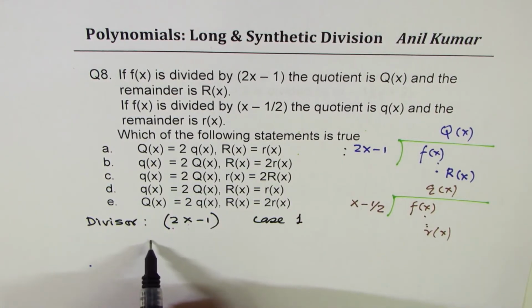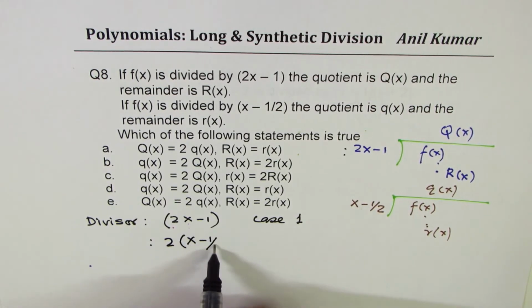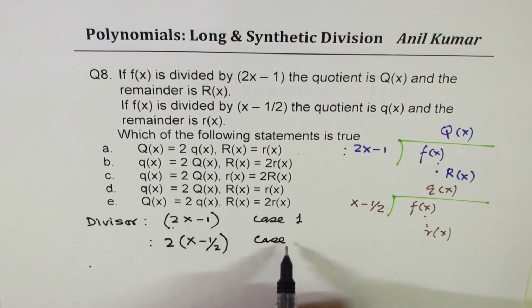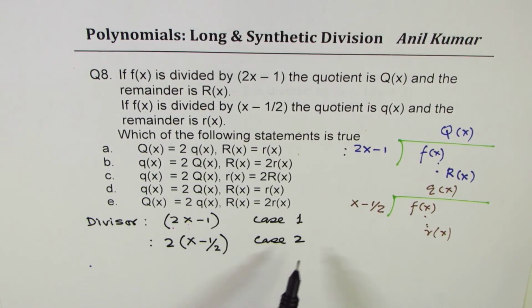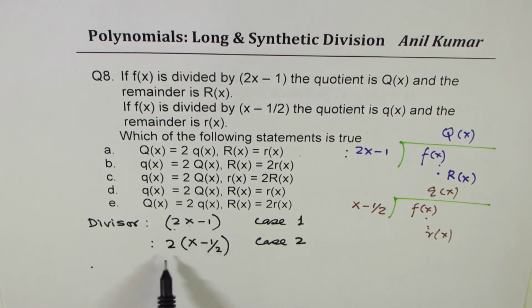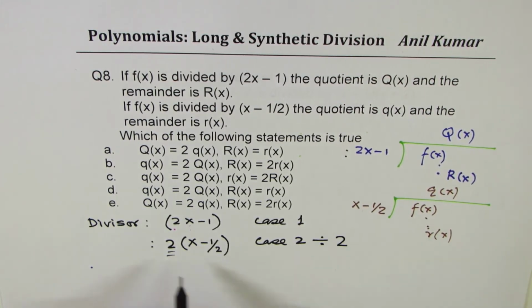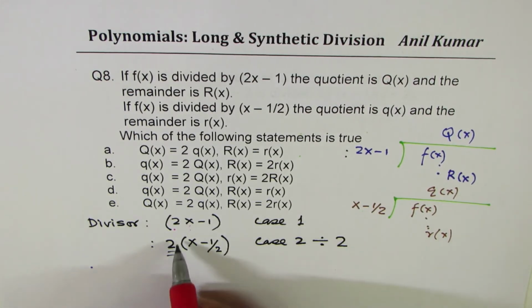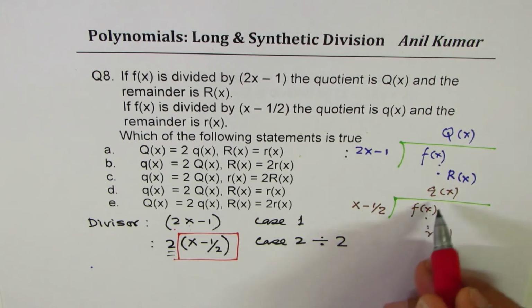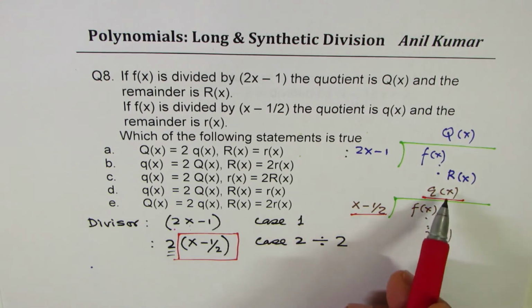Now, in the second case, we took 2 common and then we could write this as x minus half. So this is case 2. But in case 2, we are only doing division by x minus half, not by this 2, right? So basically, we have to do case 2 divided by this number 2. So we actually divided by x minus half and got this result, but we did not divide by 2. So that is how they're different.